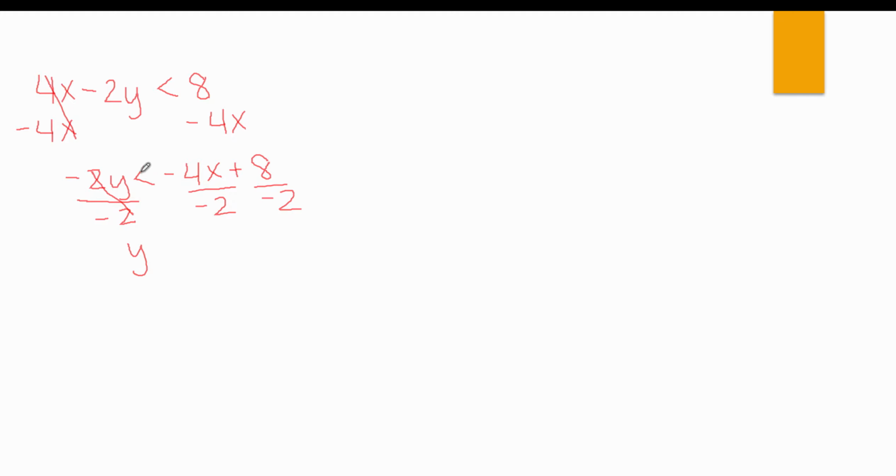Okay, remember you need to flip the sign since we just divided by a negative. So now it's y is greater than 2x minus 4. Okay, so this is the line here that we're going to be graphing. Here's my graph.